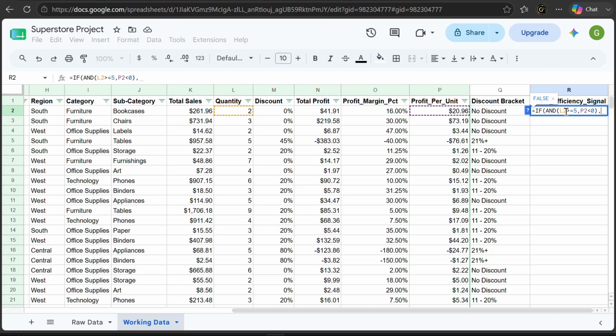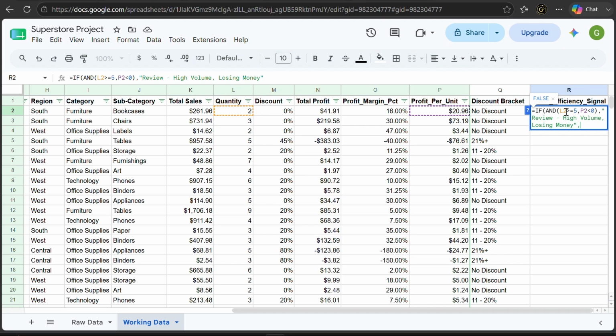So in such cases, what do I want my logic to flag for me there? I want to say something like review this particular product because it has high volume, and yet you are still losing money in this particular case here.